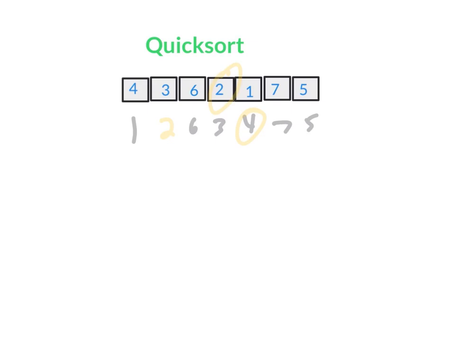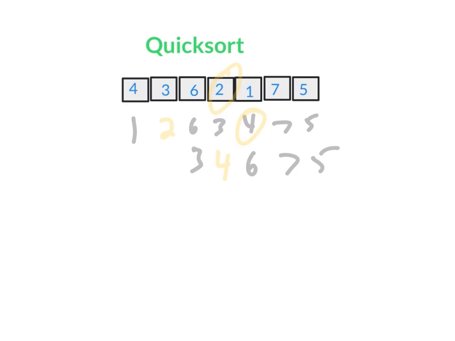6 is greater than 4. 7 and 5 are both greater than 4. So what we'll do is we'll put 3 here. We'll put our pivot 4. And then 6, 7, and 5. So we're choosing really bad pivots here, unfortunately, but sometimes you get unlucky. With a larger array randomly distributed, this won't happen quite so badly.